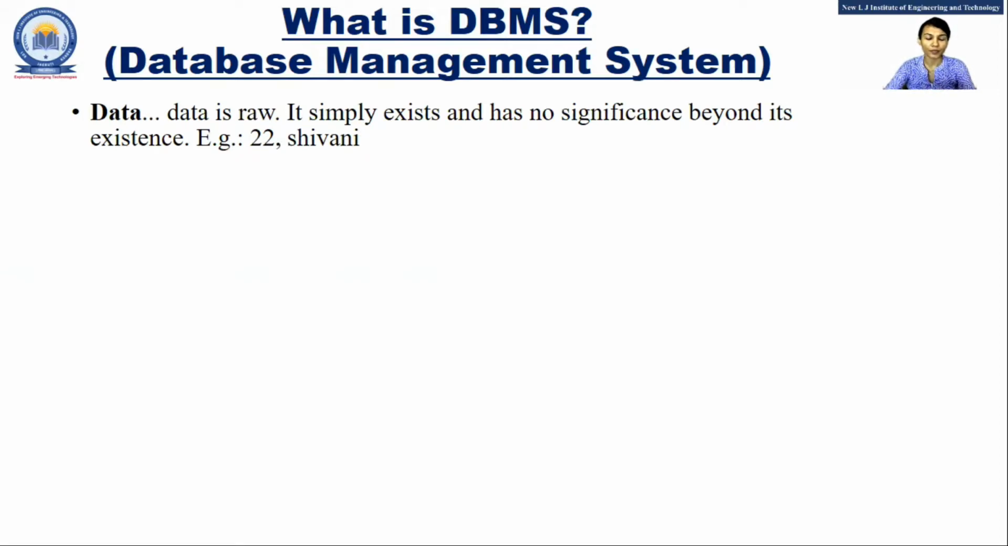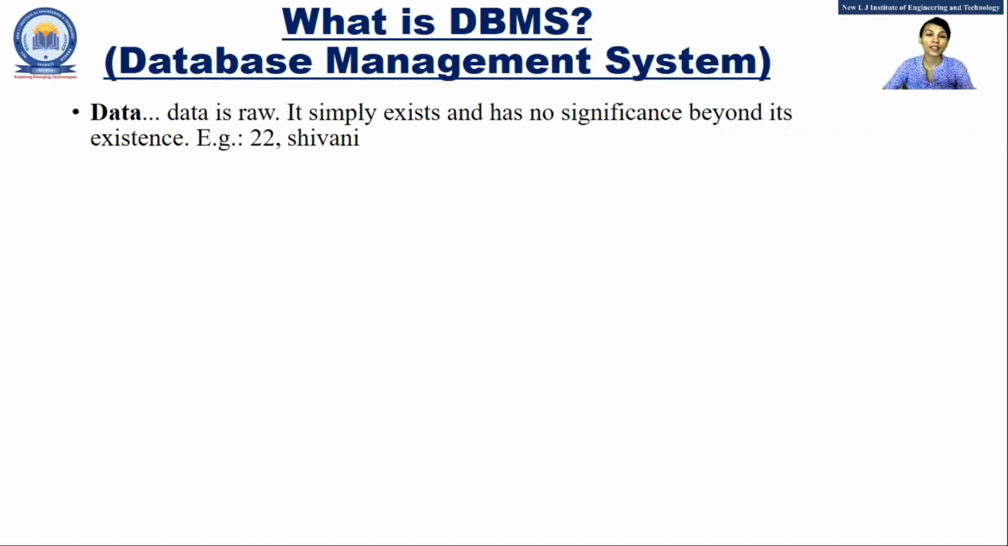What does that mean? Suppose I have given you the example 22, and now if I ask you what is this 22, can you give me the exact answer? No. Why? Because this 22 can be a date, this 22 can be age, this 22 can be marks or anything. So just 22 doesn't describe any information. Same way, Shivani, if I ask you who is Shivani, then you can't give me the perfect answer, because Shivani can be a girl, Shivani can be some brand name also, or Shivani can be some product also. So with just data, we don't get any information.